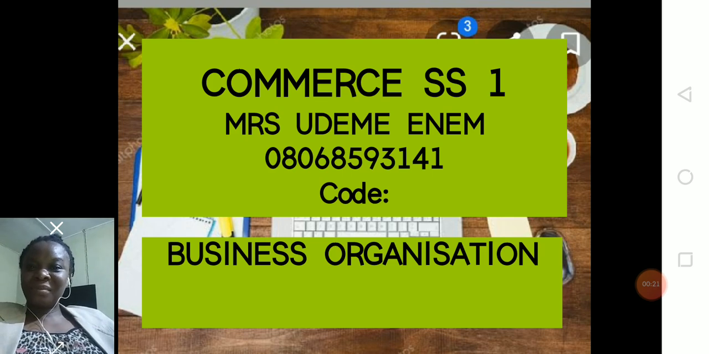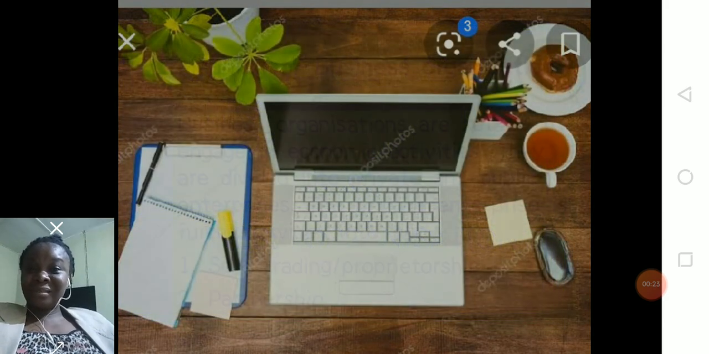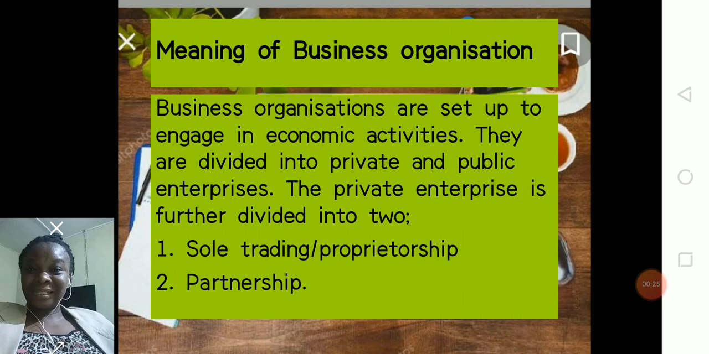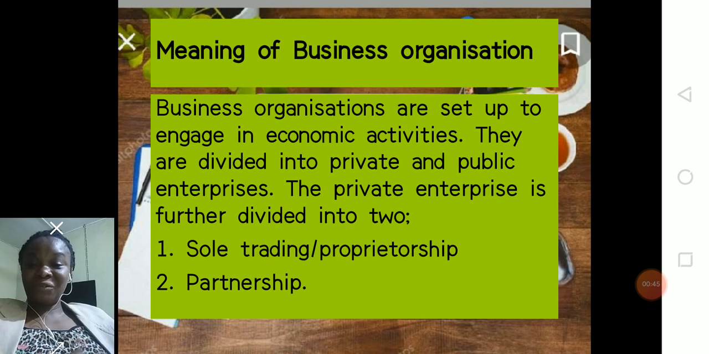When we talk about business organization, it is simply an entity that is set up to engage in economic activities. The reason why business organizations are set up is to make profit. Business organizations are broadly classified into two: the private enterprises and the public enterprises. Our focus will be on private enterprises.